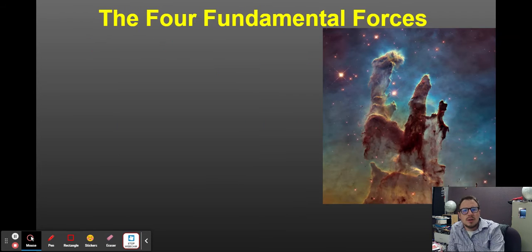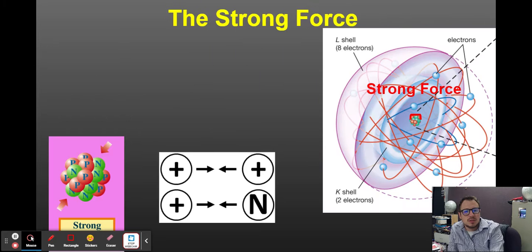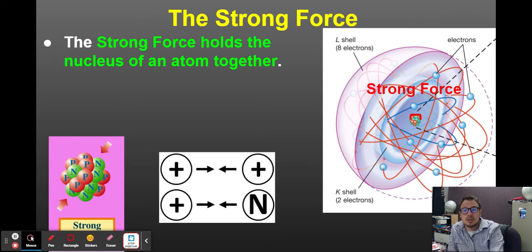So what are the fundamental forces of the universe? Every interaction can be boiled down to these 4 forces. I'm just going to list them, strongest to weakest. So the strong force is what holds the nucleus of an atom together. It's a strong nuclear force.